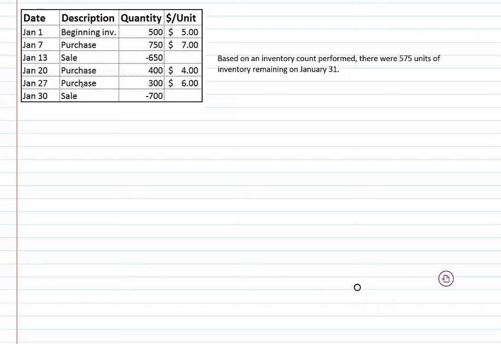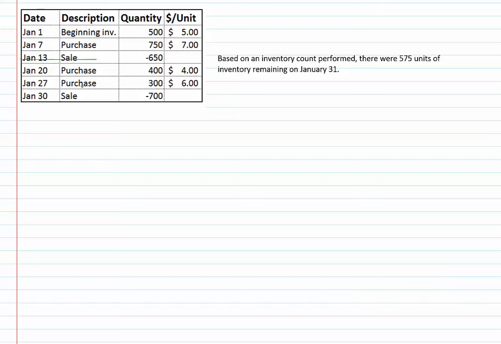Under the periodic method, we have to give you a little bit more information. You need to know the ending inventory count at the end of the month or the end of the year. In this case, we're giving you the inventory count information at January 31st, telling you that 575 units of inventory are remaining on hand on January 31st.